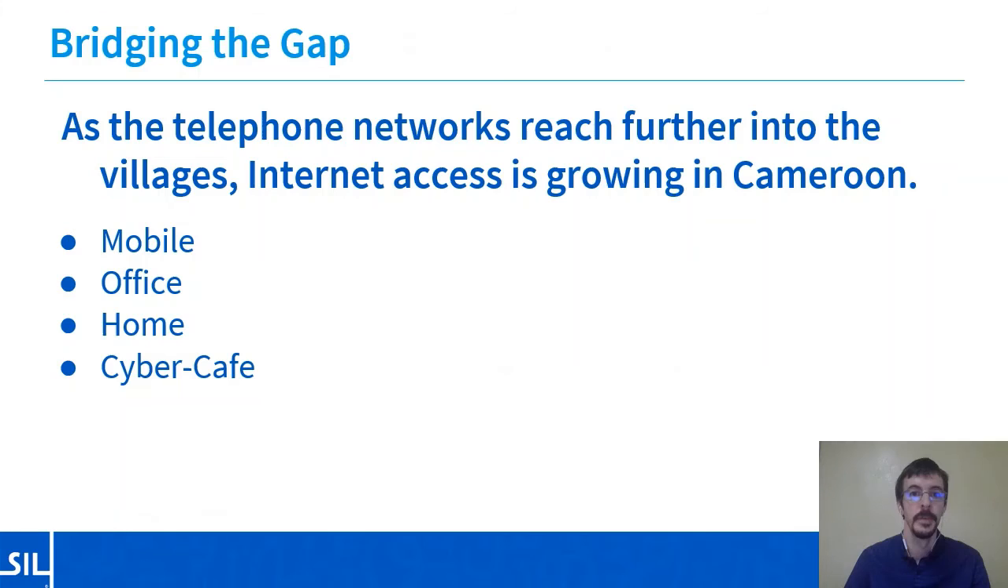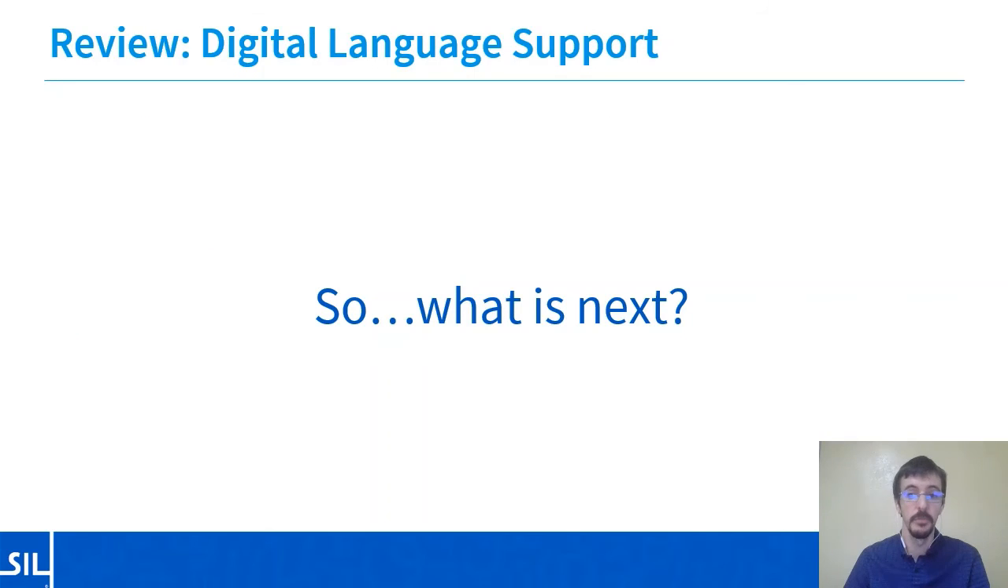As you know, larger cities tend to benefit first from internet technologies, and about 56% of the population of Cameroon live in these cities. While there's always room for improvement in speed, cost, and reliability, the telephone networks are reaching out further into Cameroon's distant villages. More and more people are finding ways to access the internet through mobile technologies, office and home connections, and at cyber cafes. So, if the basic tools are there, what's next?